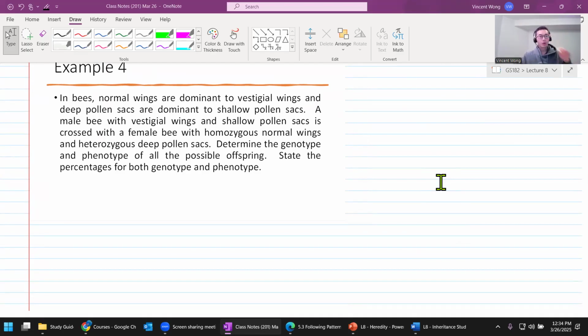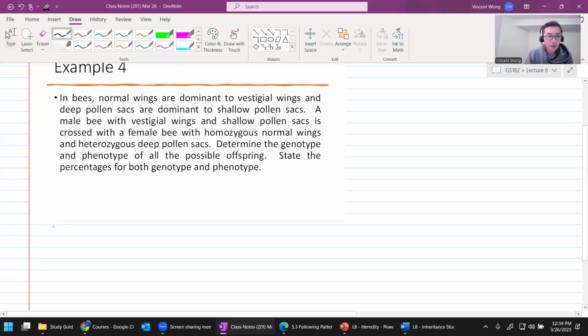In bees, normal wings are dominant to vestigial wings. You don't actually have to understand what vestigial wings are. Okay, it's just a particular trait, right? It means like tiny wings. But again, it's not crucial to solving the problem. The key thing to realize here is that there are two different kinds of wings. Right? So we're gonna write down normal wings, and we're gonna have these vestigial wings.